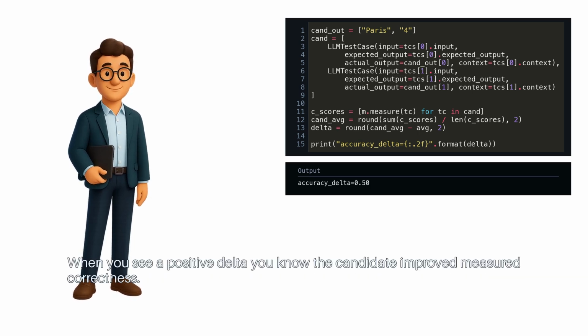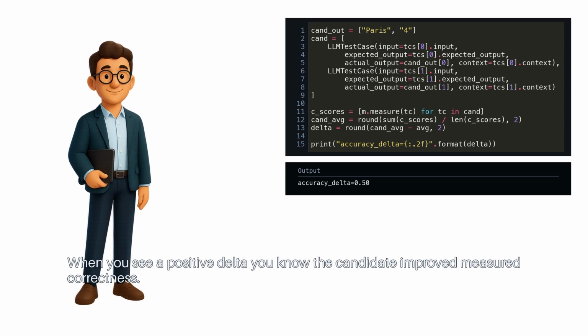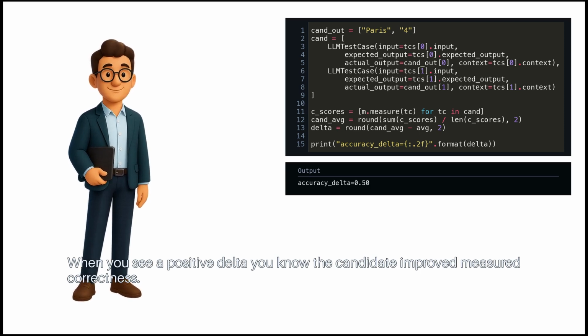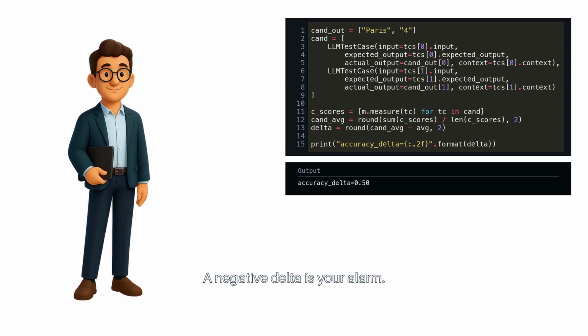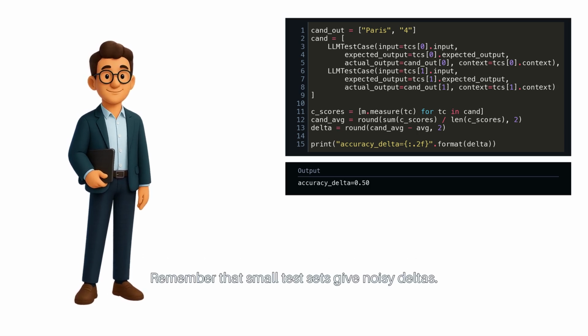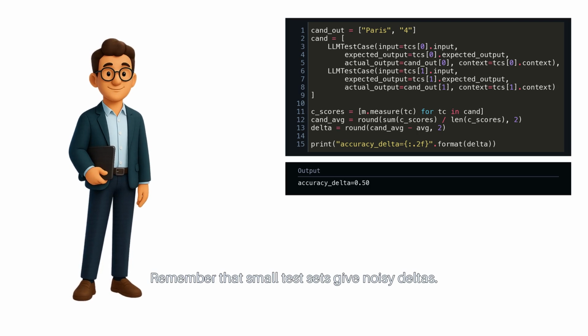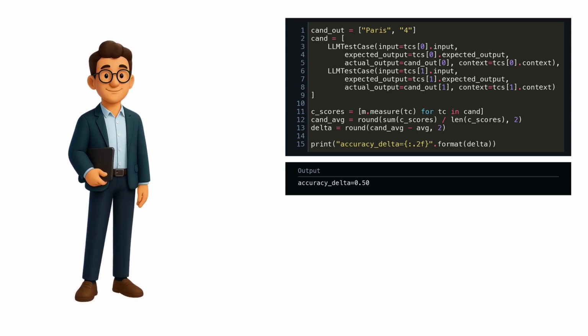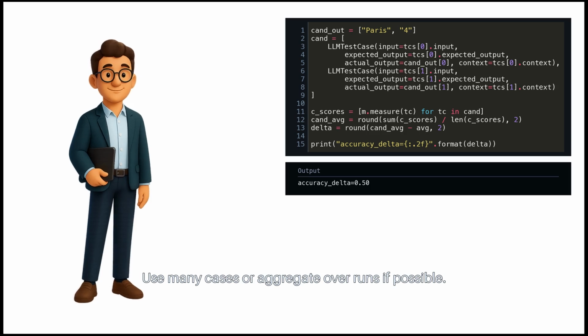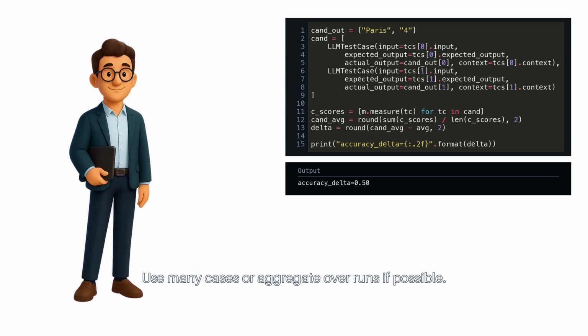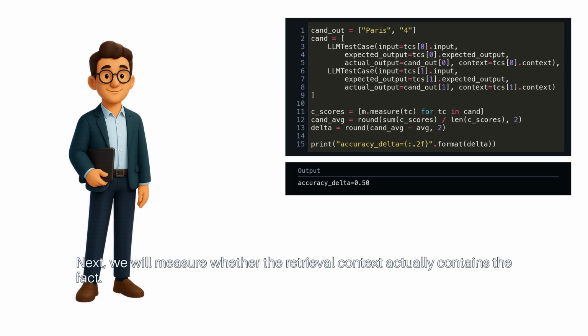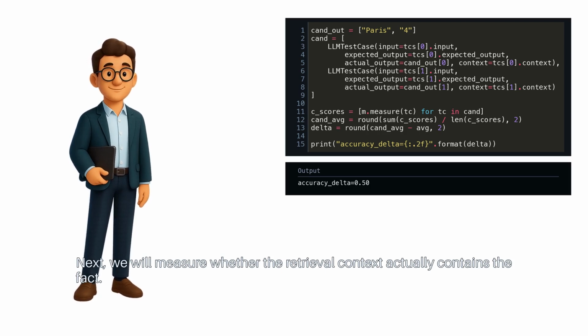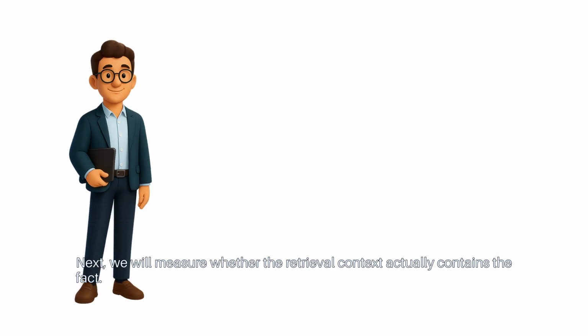When you see a positive delta, you know the candidate improved measured correctness. A negative delta is your alarm. Remember that small test sets give noisy deltas. Use many cases or aggregate over runs if possible. Next, we will measure whether the retrieval context actually contains the fact.